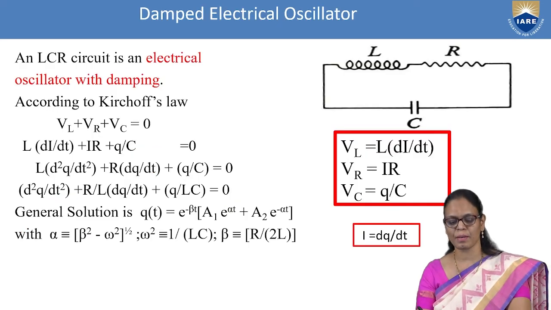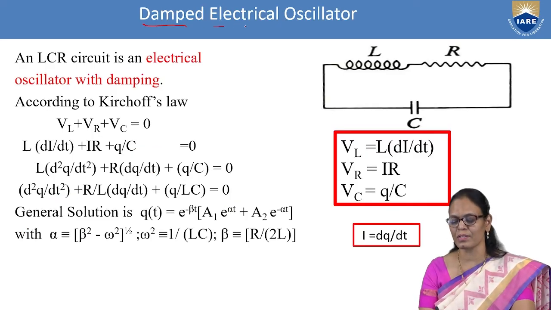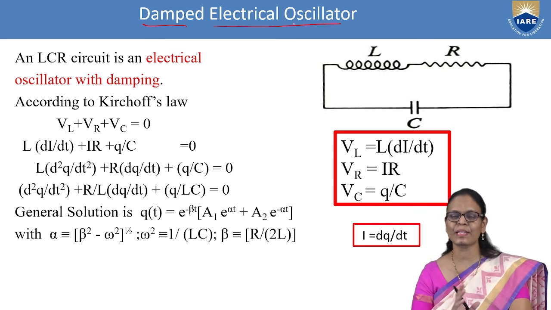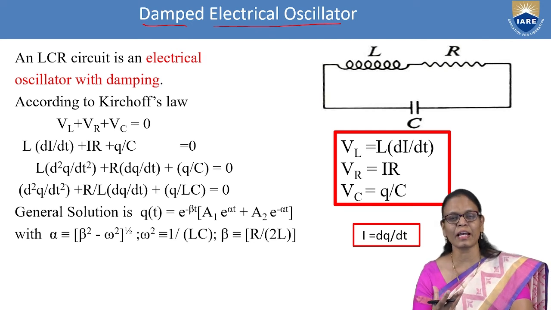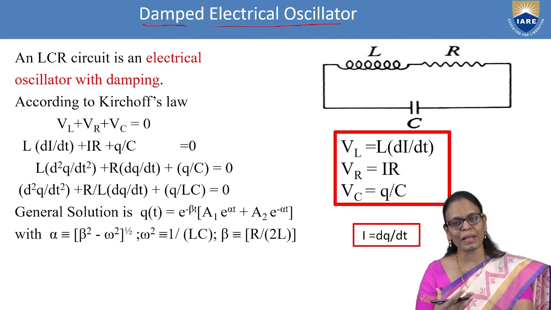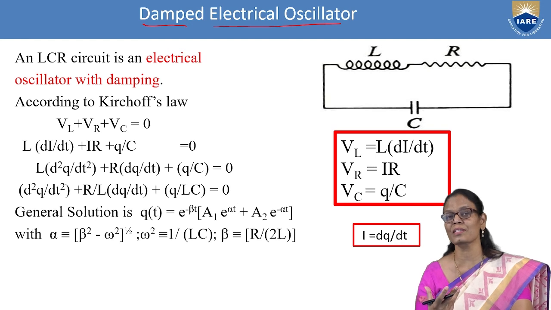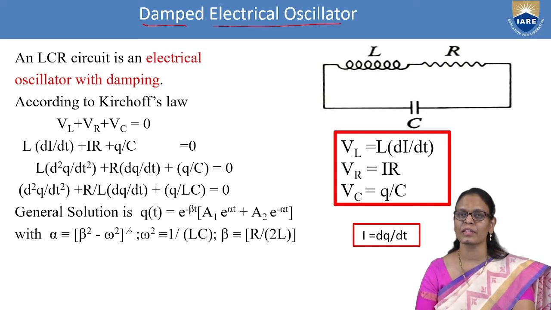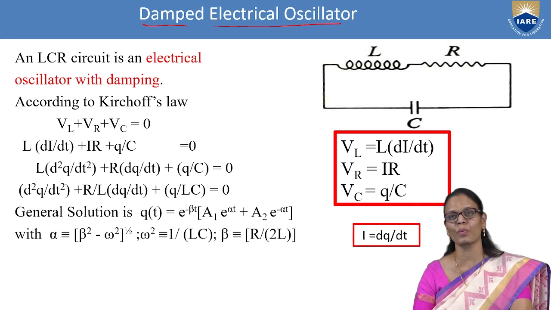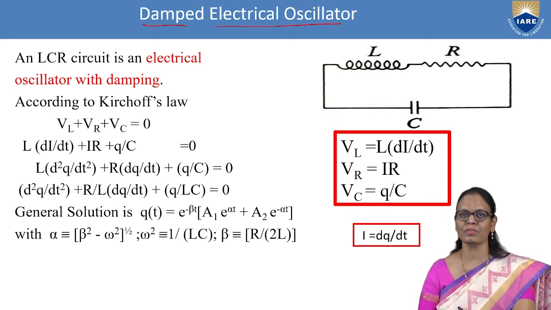Now we are going to discuss the damped electrical oscillator. What we have seen till now is a mechanical system. When you are dealing with electrical systems, there may also be oscillations. When the electric and magnetic fields move in a medium, there is also some kind of damping. So what is the damping and what is the equation related to it, we are going to understand.